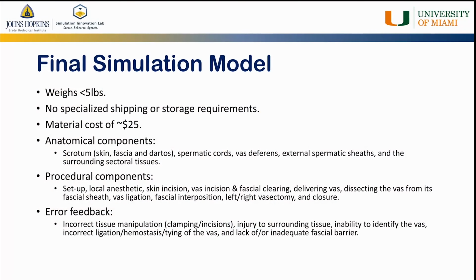The results of this fabrication process yielded a hydrogel model that weighs less than 5 pounds, does not require any specialized shipping or storage, and has a material cost of approximately $25. Anatomically, it contains all the necessary components required for the procedure, including a scrotum with skin, fascia, and dartos, spermatic cords, vas deferens, external spermatic sheaths, and the surrounding scrotal tissues.